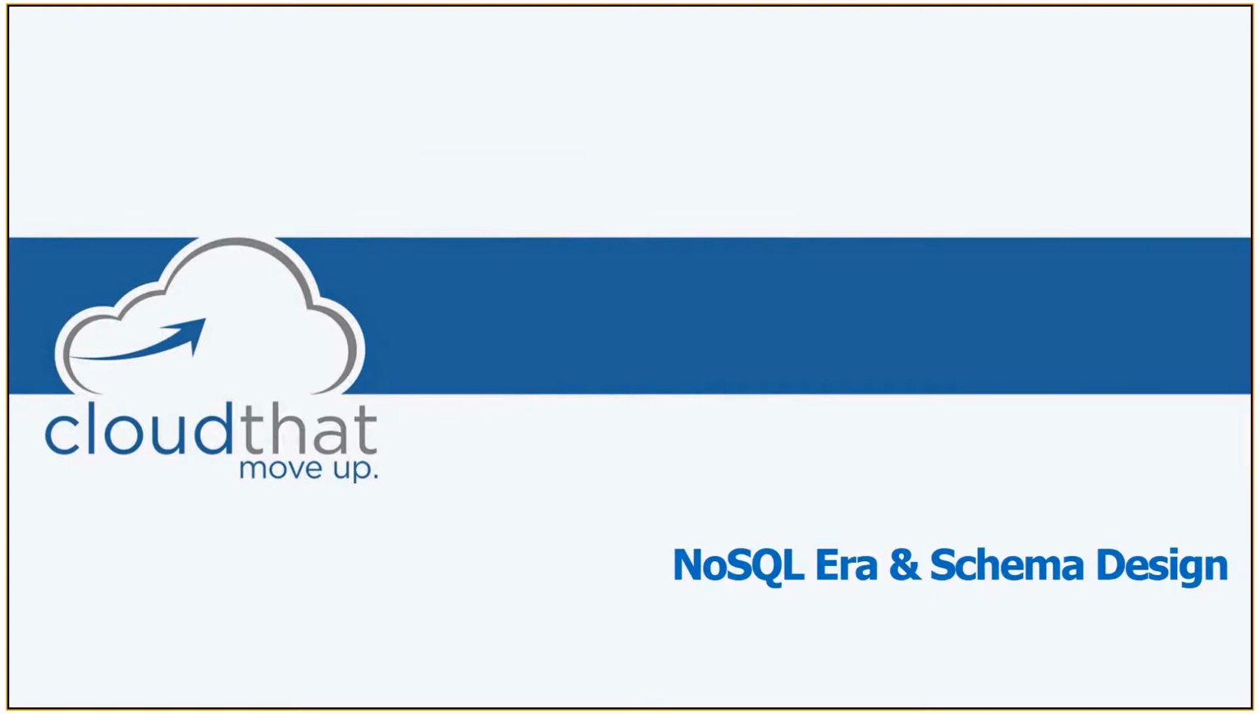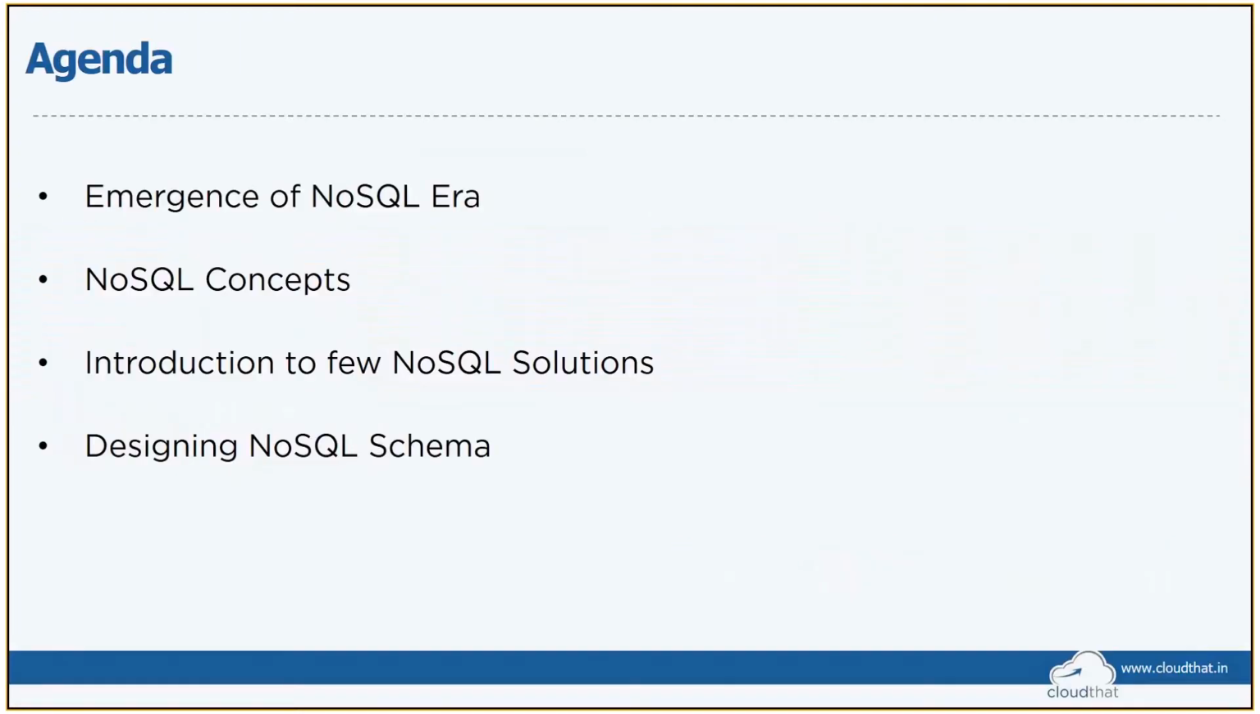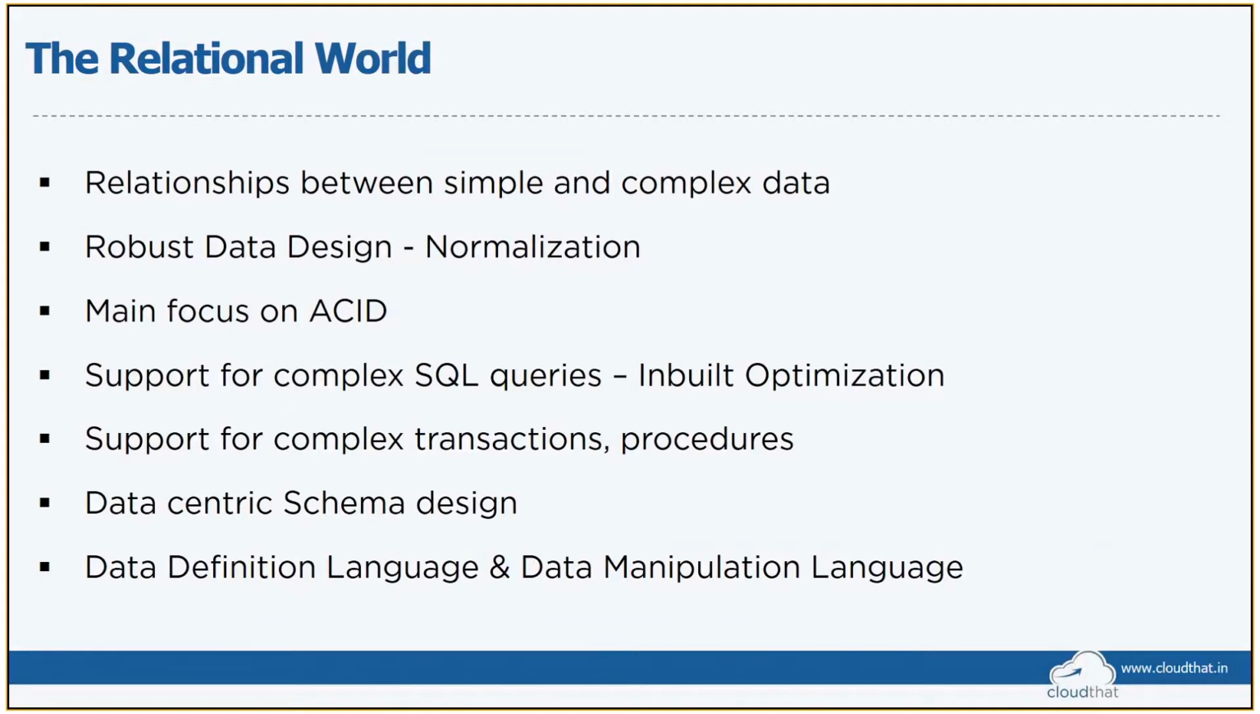Right, so coming to the topic of the day, NoSQL Era and Schema Design. If you look at the evolution of databases from the 1960s, there has been a humongous focus on storing data in a robust fashion, in a very secure fashion. Relational databases have always looked at normalization, and at storing simple and complex data. But they've focused mainly on storing data. There was very little focus on reading it, which is actually the reason why NoSQL databases have emerged.